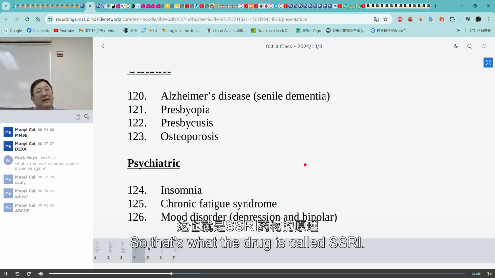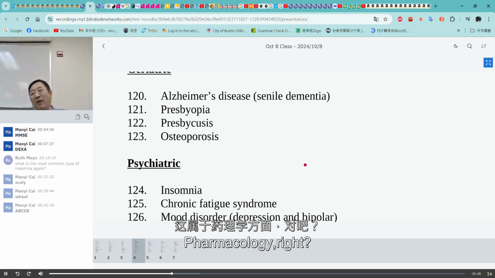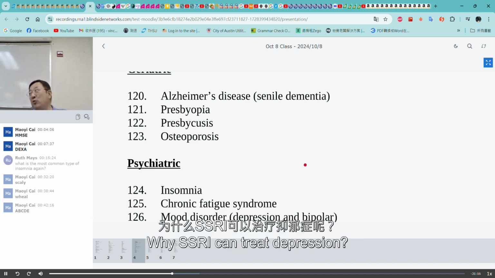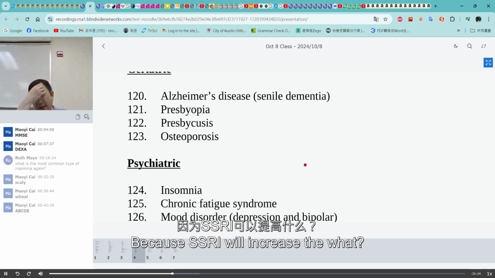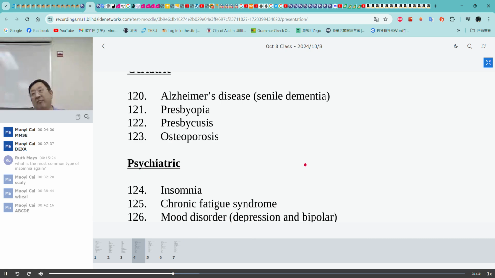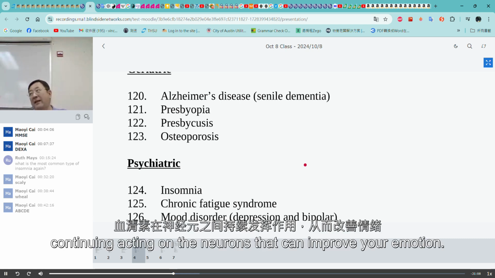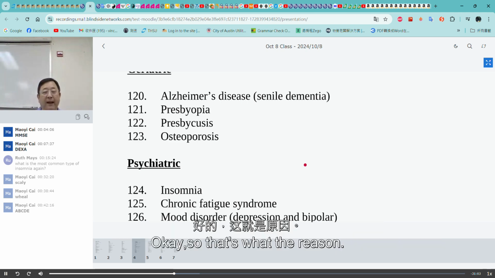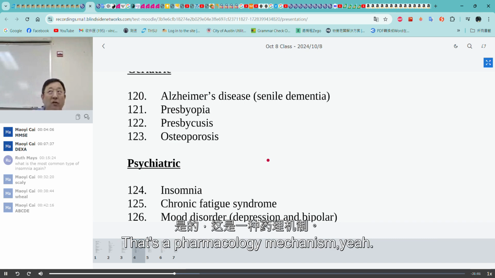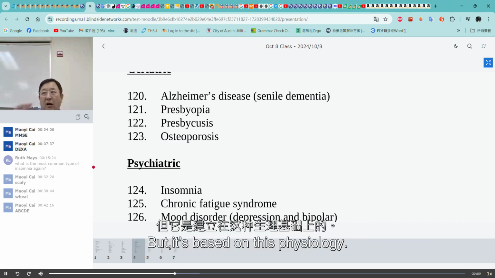So that's what the drug is called SSRI, pharmacology, right? Why can SSRI treat depression? Because SSRI will increase the what? Serotonin level. Then continuing acting on the neurons that can improve what? Your emotion. Okay. So that's the reason. That's a pharmacology mechanism. But it's based on this physiology.